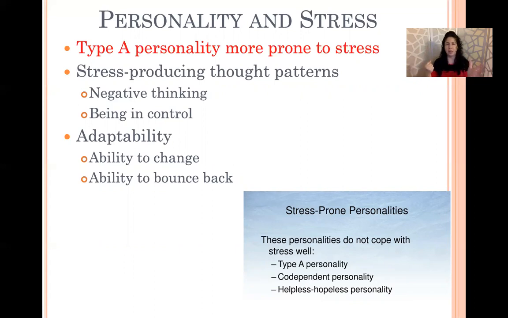Your type A personality is your overachiever. This is typically the firstborn child in a family, but not always. This is the child that strives to achieve, very competitive in nature, go, go, go, right? They're always working towards excelling. They like to be the best at everything. Your type B personality is not like that.